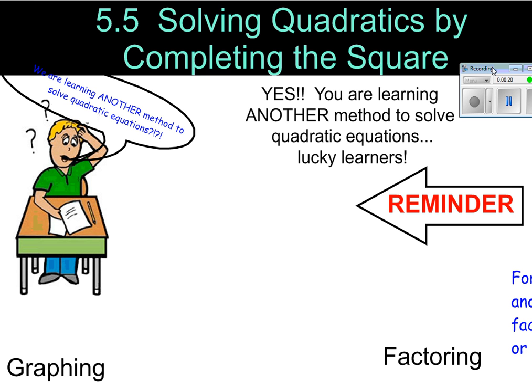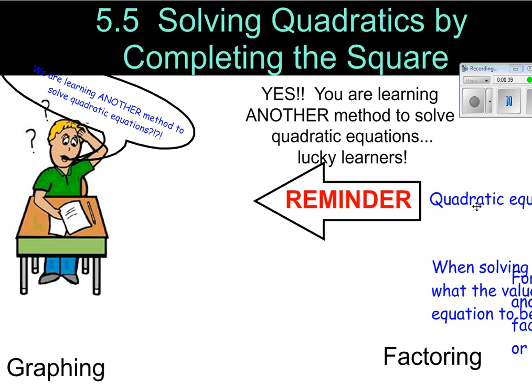In math, we try and do that all the time. We try and figure out how many different ways we can solve things. It's kind of the nature of the beast. It's kind of a double-edged sword. The good news about math is that there's more than one way to solve everything. The bad news about math, there's more than one way to solve everything. So, such as the case, we're talking about solving quadratics by completing the square.